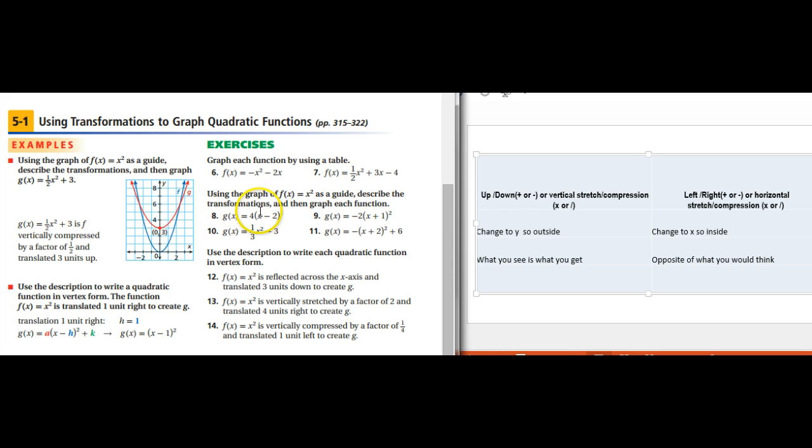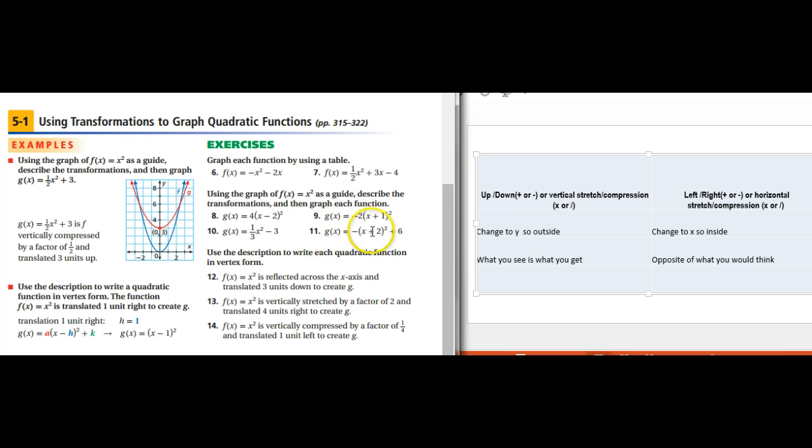Then we notice that we're multiplying by 4 here. The multipliers, whether on the inside or the outside, are the stretch and compressions. Since this one's on the outside, let's go over to our chart. You'll notice that since it's on the outside, it's a change to y, so we use the word vertical. And it's what you see is what you get, and since 4 is a big number, we say stretch.